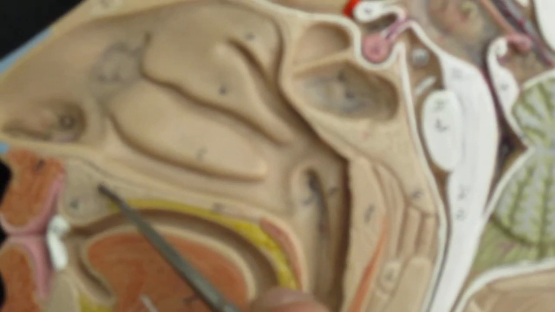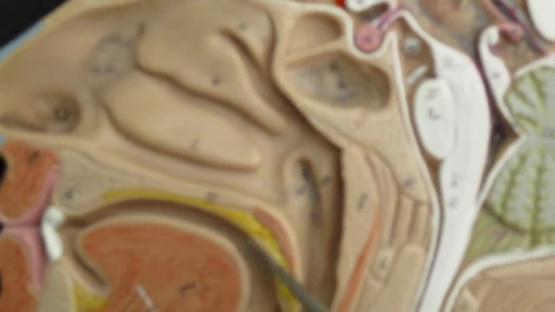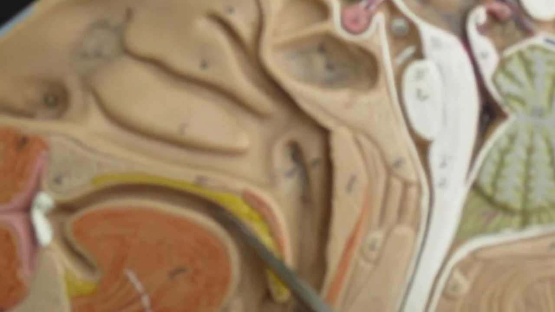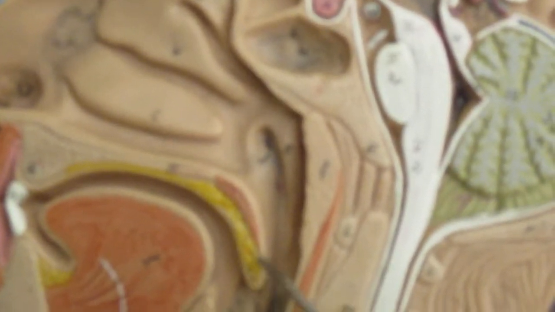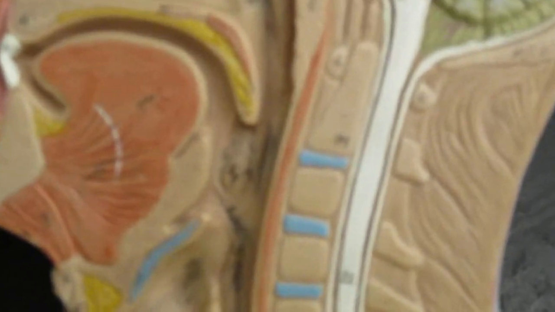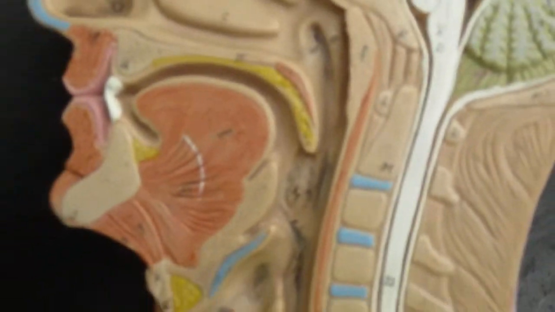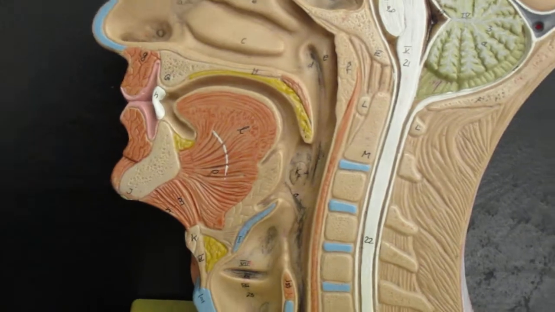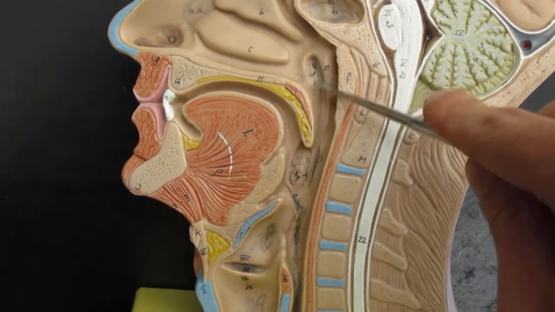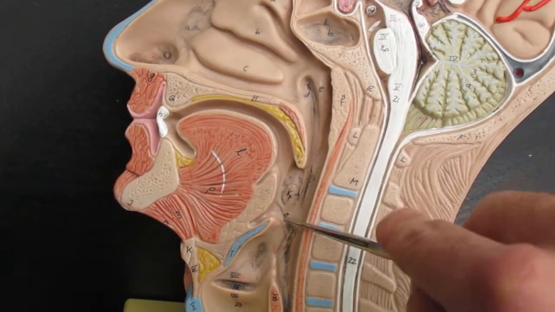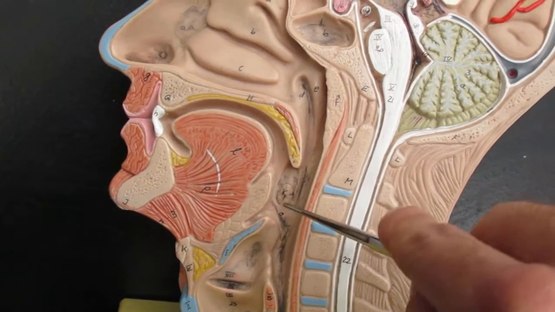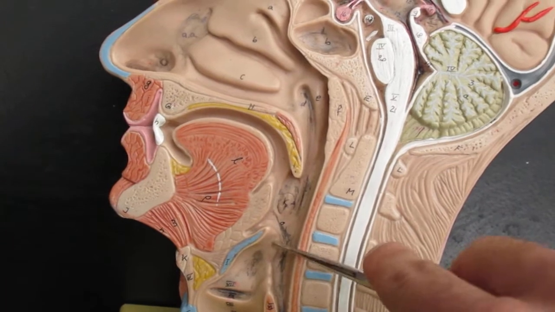Hard palate or maxilla bone is right here, and then your soft palate is right here. This is the uvula, right here, and then we have the pharynx area. Let me zoom out. Okay, that's looking good. So here we have the nasal pharynx. Here we have the oral pharynx, and here we have the laryngeal pharynx.